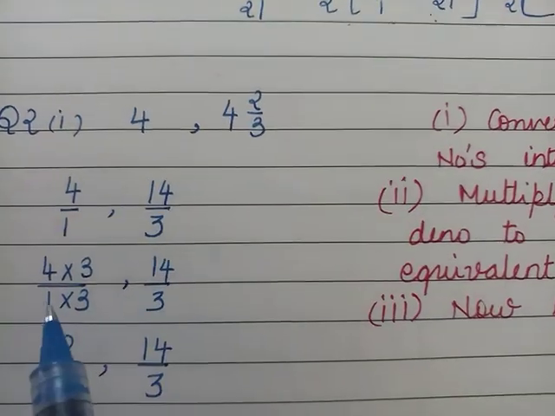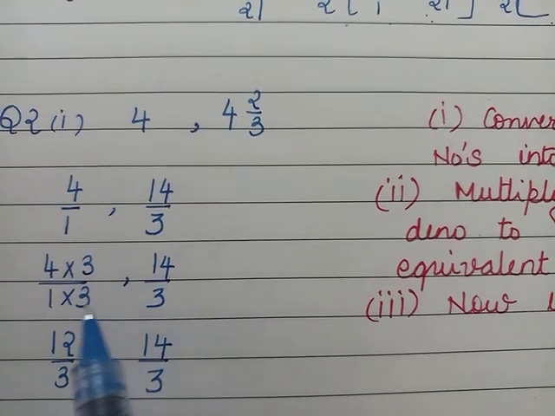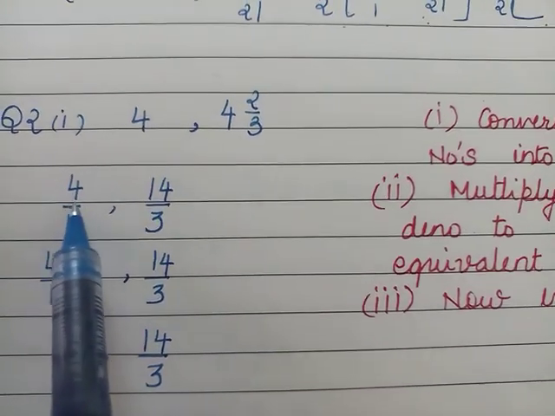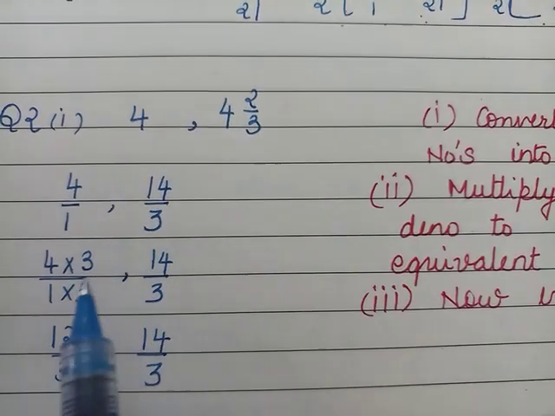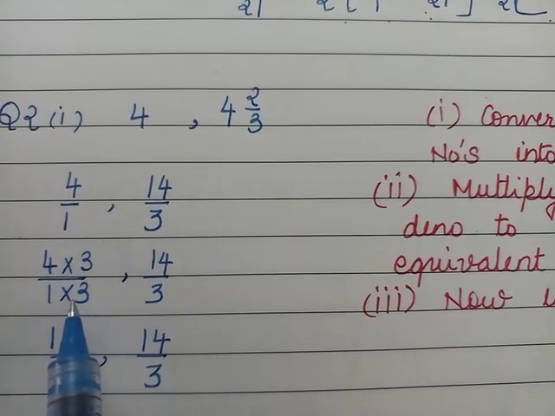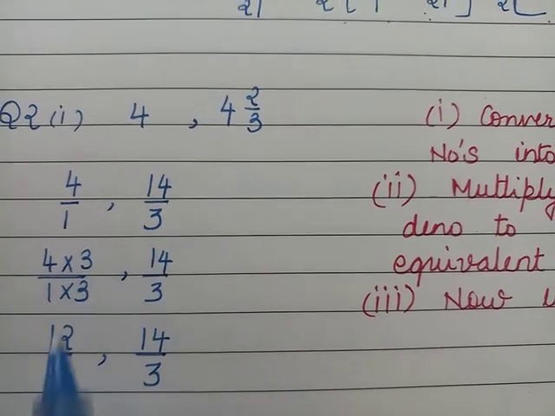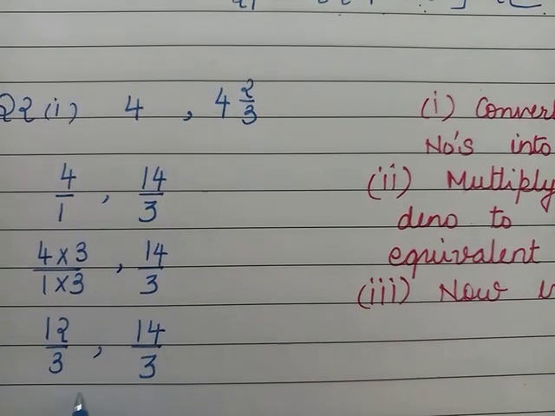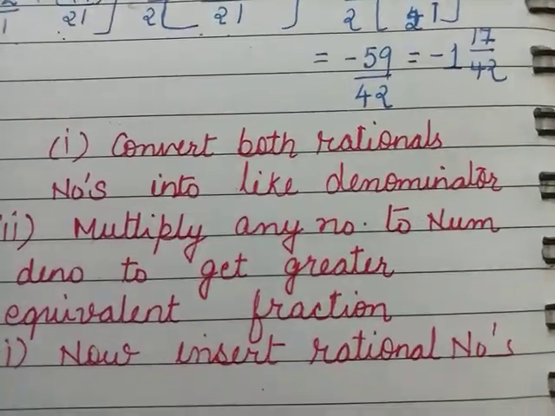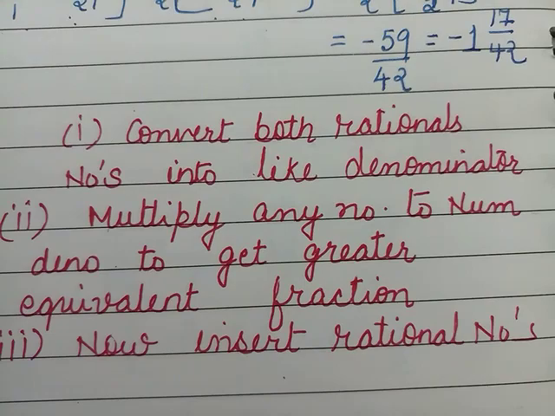The first rule says convert them into a like denominator. The LCM of 1 and 3 is 3. So we can multiply 3 in the numerator as well as the denominator of the first rational number. So it becomes 12 by 3 and 14 by 3. First, convert both rational numbers into like denominators, that we have done.